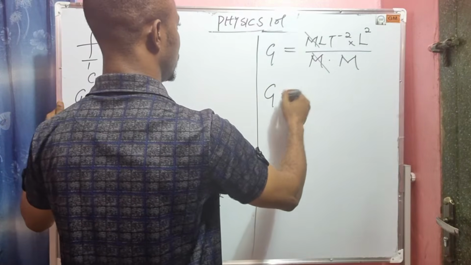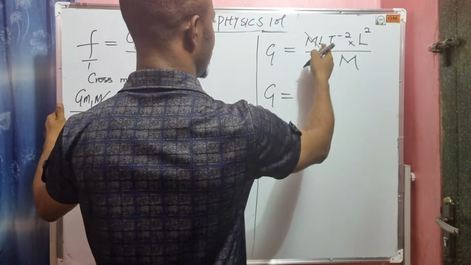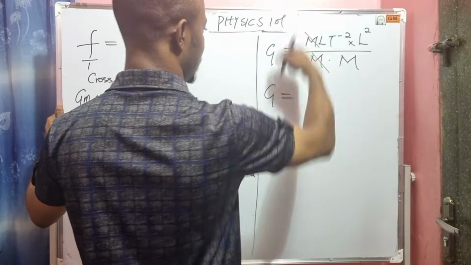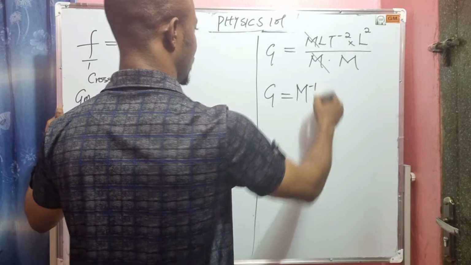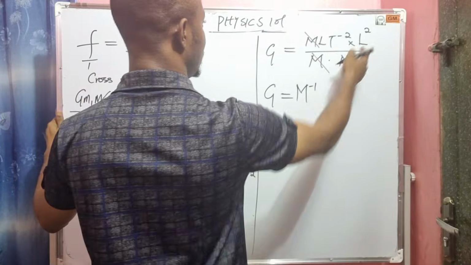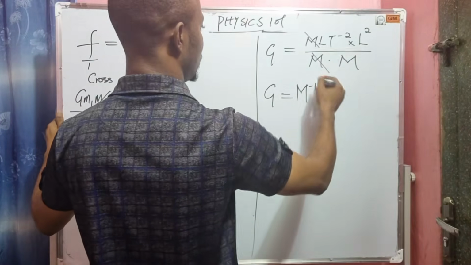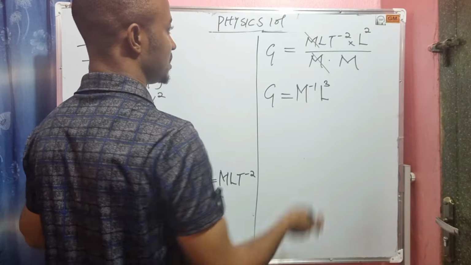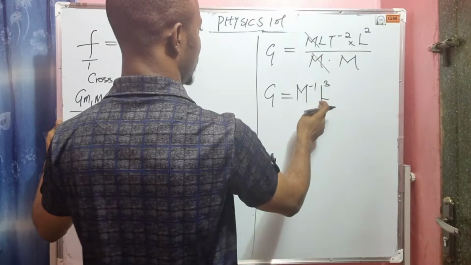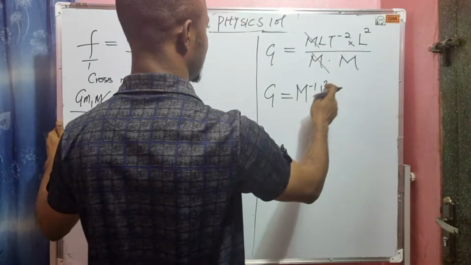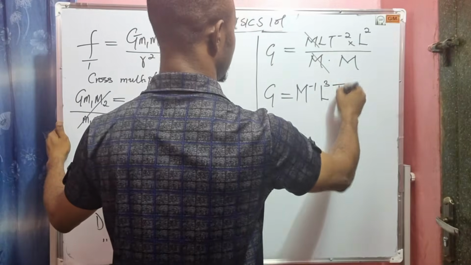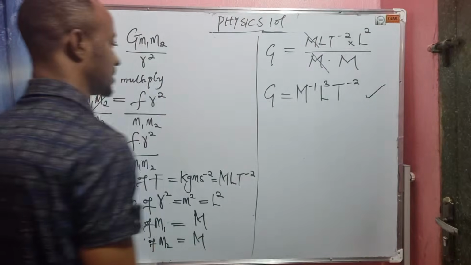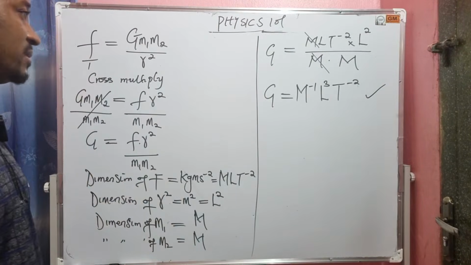Our G equals L times L. When you take off, we have one M remaining here. When this M comes up, it becomes M minus 1, right? So L times L times L squared will give us L raised to power 3. Exactly, because from the law of indices, since they have a common base, I'll pick one of the base and add up the power. 1 plus 2 is 3. Then we are left with T to the power of minus 2. Final answer.